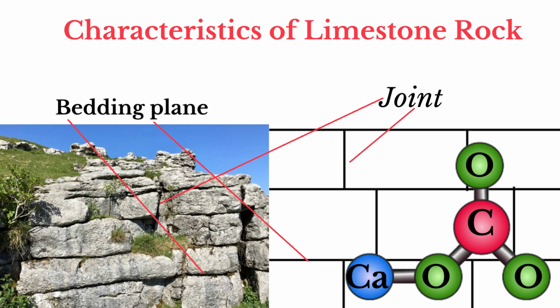The joints, faults, and bedding planes, as well as pore spaces, help to make the limestone a permeable rock. This means that water is able to pass through the limestone.